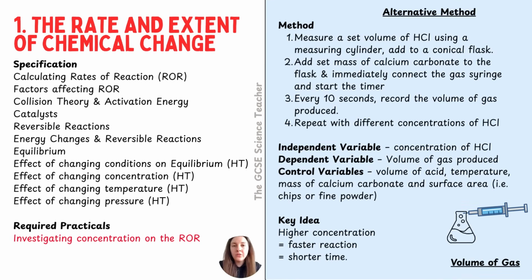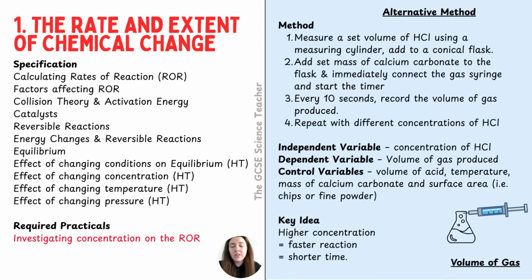So the next part of this practical is looking at measuring the volume of gas that's produced from a reaction. So the first thing you want to do is measure a set volume of hydrochloric acid using a measuring cylinder, add it to the conical flask, and then add a set mass of calcium carbonate to the flask and immediately connect the gas syringe and start the timer. You're collecting the gas every 10 seconds and recording that volume in a table and repeating this to calculate a mean. You want to repeat this again at different concentrations of hydrochloric acid.